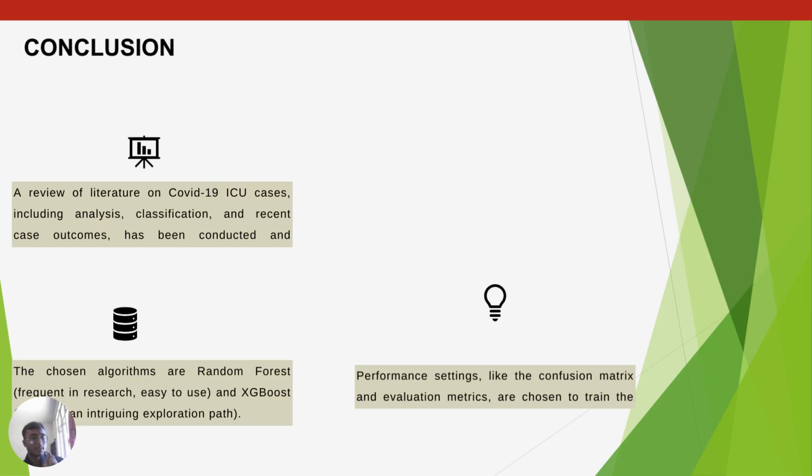So in conclusion, a review of the literature on COVID-19 ICU cases and classification analysis has been conducted and discussed. The chosen algorithms have been deployed on two machine learning models, which are random forest and XGBoost. Random forest is frequent in research and easy to use, and XGBoost provides an intriguing exploration path with different insights. On the other hand, the performance settings like the confusion matrix and evaluation are chosen to train the machine learning models and get a better result on both.